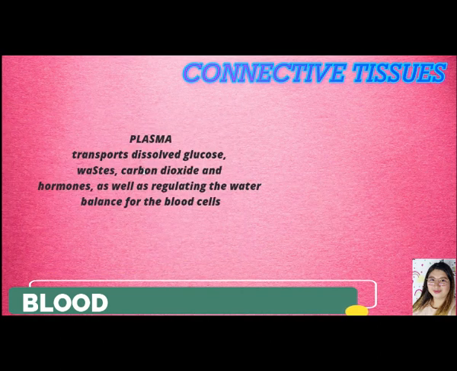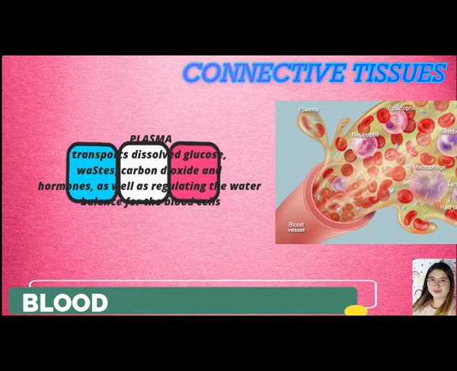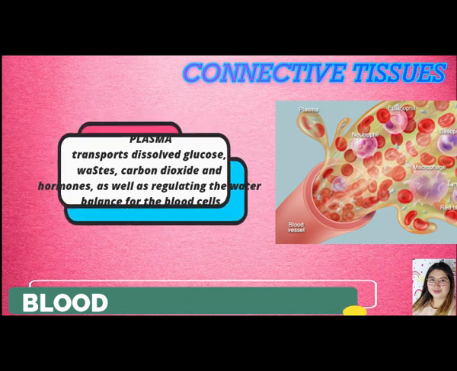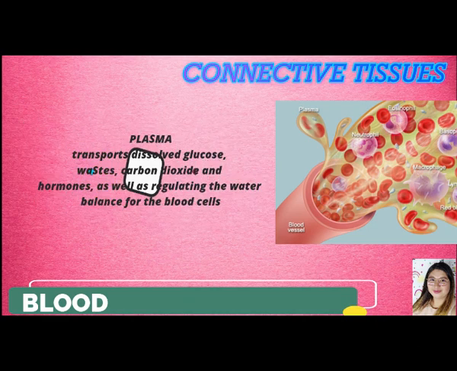On the other hand, we also have the plasma, transporting dissolved glucose, sugar, waste, carbon dioxide, and hormones, as well as regulating the water balance for the blood cells. So mainly our blood is composed of 90% water. Okay, so yun yung nasa plasma natin.